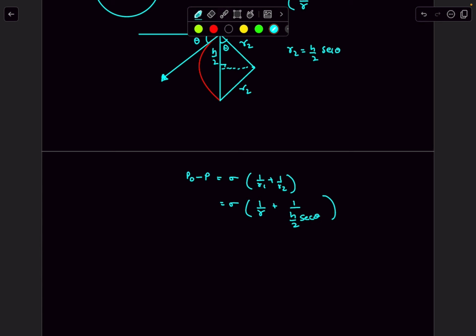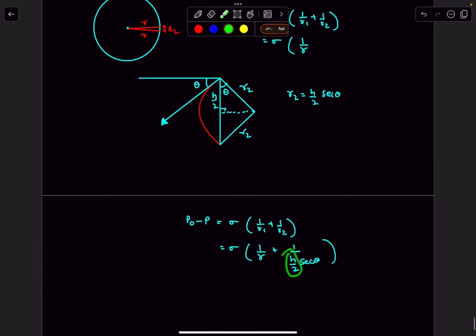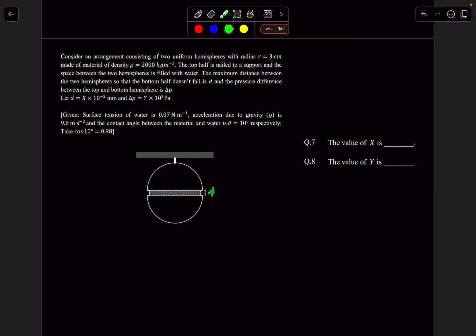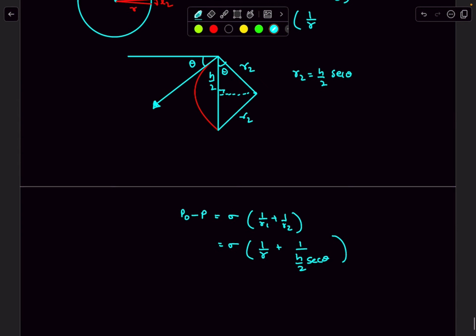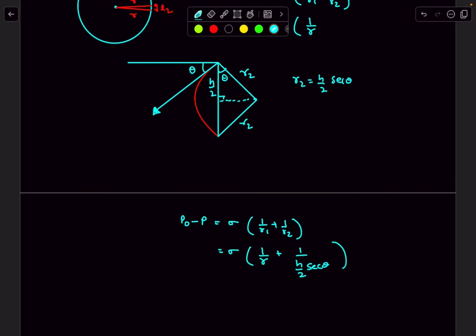Now the thing is guys, h is orders of magnitude smaller than r. So the separation between the plates is extremely small in comparison to the diameter of the hemisphere. So we usually neglect this term. Now we have one equation relating P and h.